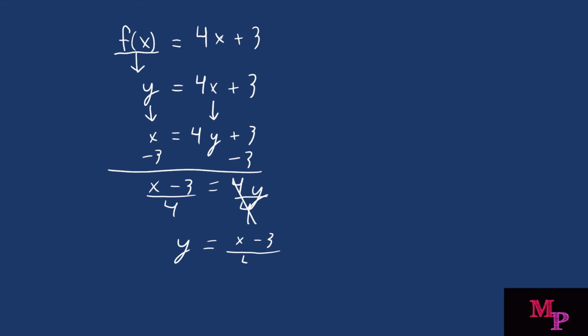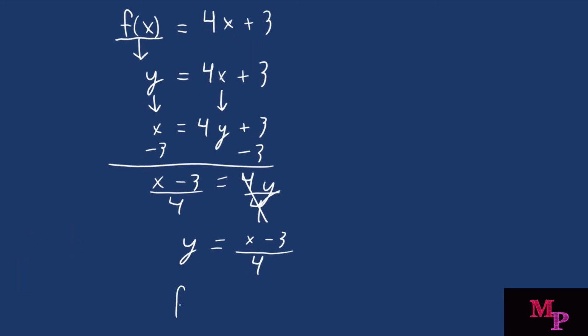over 4. And now you want to change it back into the function notation. So you're not going to change it back into f of x because this is an inverse function. And the notation of that would be f to the negative 1 of x. And don't worry about this negative 1, that's just for notation. It doesn't actually have any operational value. So your inverse function is equal to x minus 3 over 4. And that's how you find your inverse function.